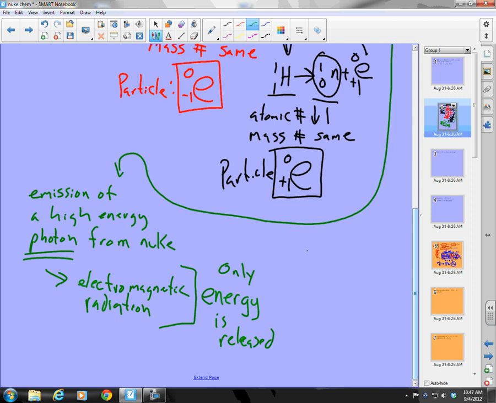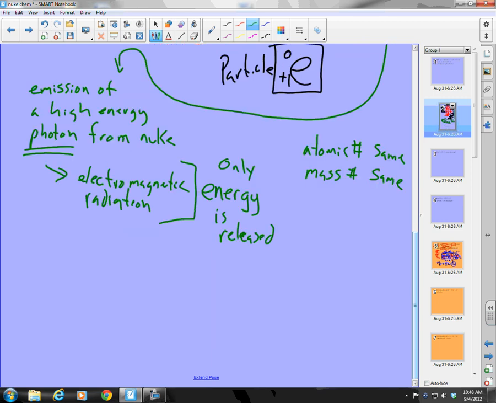What happens to my atomic number? Well, if only energy is released, it's the same. What happens to my mass number? Well, if only energy is released, it is the same. Excellent. Okay, this is not brain surgery here, right? Good. And how do I represent a gamma particle?